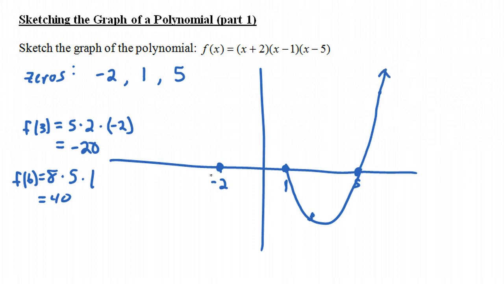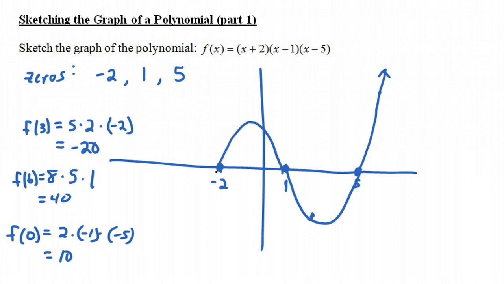Now what if we take a number between -2 and 1? So pick any number between -2 and 1. Let's just take 0. If you plug in 0 everywhere you see an x, you're going to get 2 times -1 times -5. We're just plugging in 0 for x, and notice that would be +10. So this is going to go through at (0, 10). It's going to be up here. So the graph is above the x-axis between these 2 points.